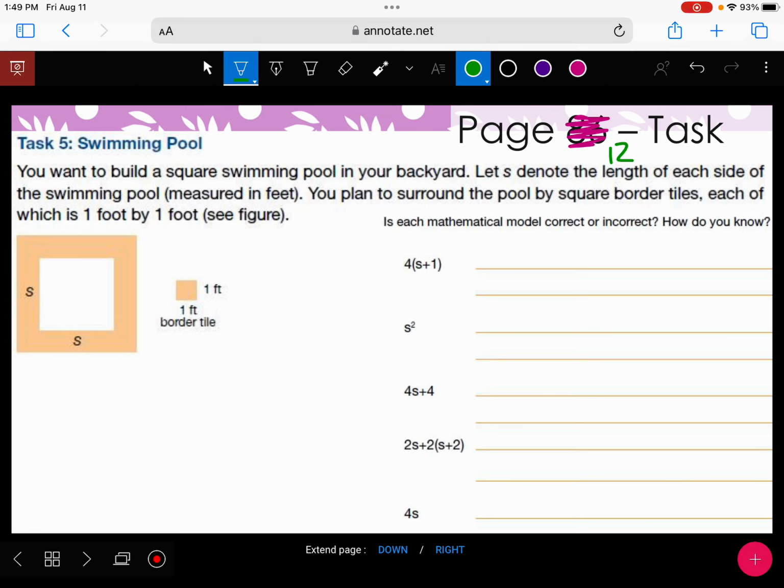But I will look and confirm, because everything's in a much different order. Should have this exact picture on it. Yeah, it's page 12. Page 12.